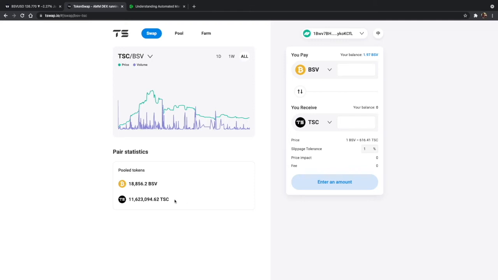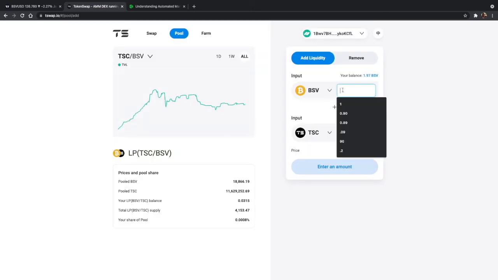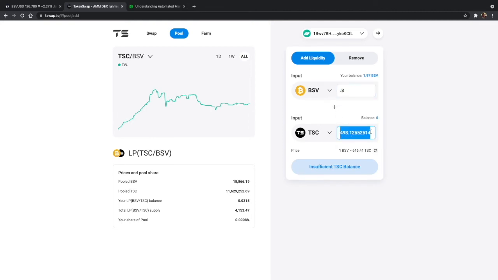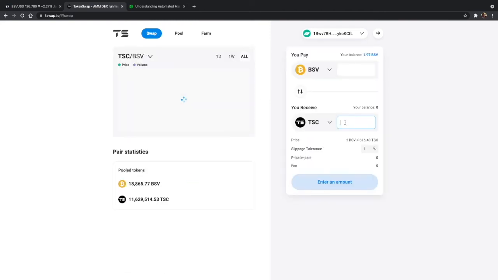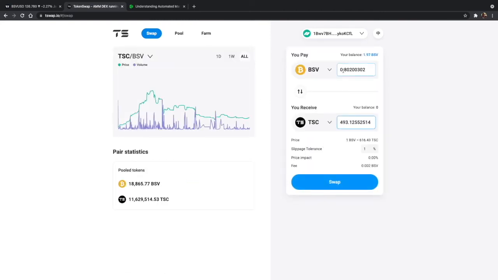Because let's assume no one's putting money in, no one's taking money out. First of all, you swap your tokens here, so you make sure you have 50-50 of each. Then you come to the pool. The pool will require you to put 50-50. So if you put 0.8 BSV, then you have to match it with 493 in your balance. Okay, so 493 in your balance would equal, if you go to the swap, you'd have to put that much in, you would swap 0.8 BSV, then you'd have this in your wallet, you pay, you receive, then you come to the pool.